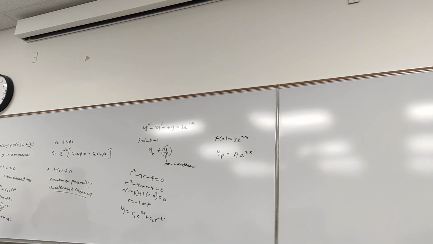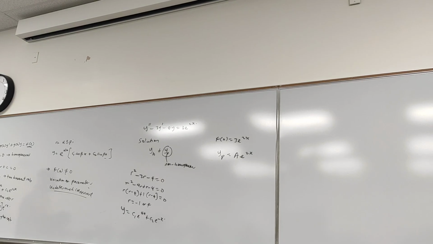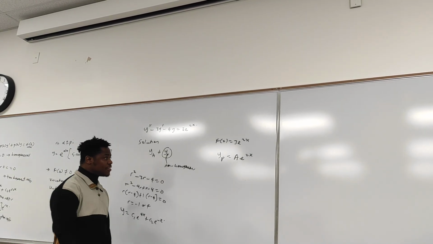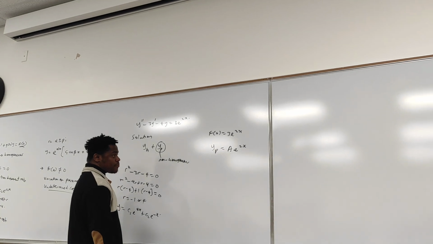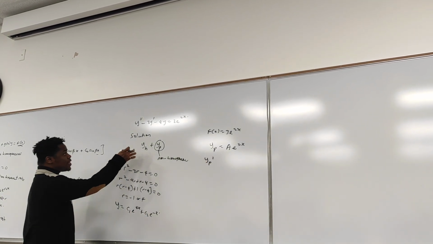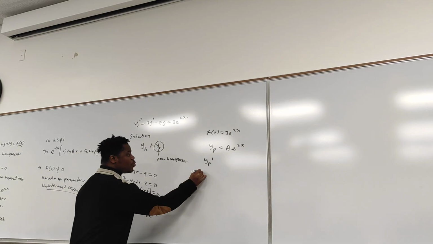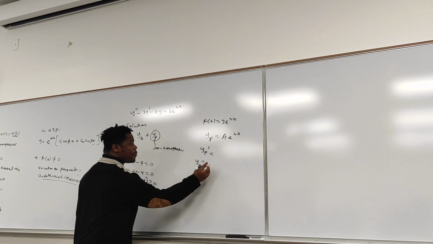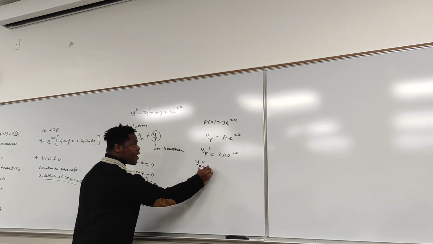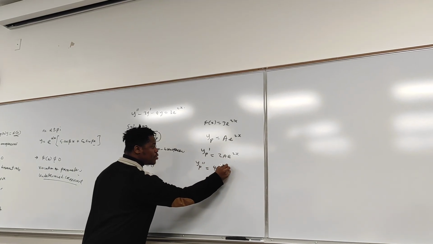Don't worry, we'll solve it using the other method so that if you don't like this method, you can use the other one. So if it's Ae^(2x), we find yp' and yp'' because we need to put everything back. yp' is 2Ae^(2x), and yp'' is 4Ae^(2x).